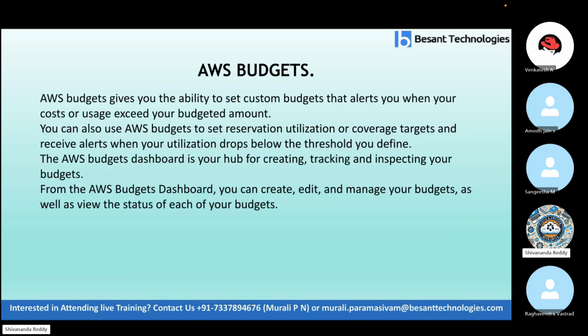Then budgets. AWS Budgets gives you the ability to set a custom budget that alerts you when your cost or usage exceeds your budgeted amount. Some of you might be telling me, sir, I got a $10 bill. Somebody says a $20 bill. Somebody says, sir, I got a 100 rupees bill. So how do you get the bill? How do they make the bill?